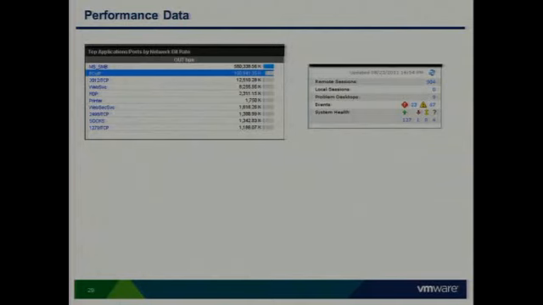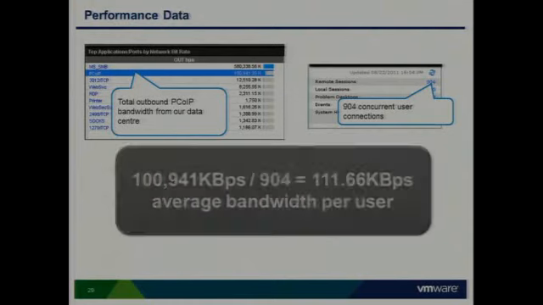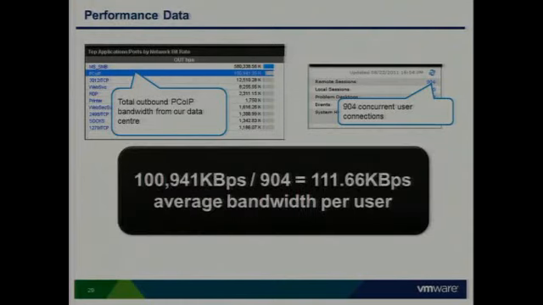Some protocol performance data, just to chuck in here, because it's a good stat. I did this one afternoon where I only had 900 people connected. We use Zangati, which I don't know if many of you have seen. It's a performance management tool that allows you to view, analyze traffic, report, things like that. So I pulled up a Zangati report of just my PC over IP traffic for the whole data center. We had total outbound PC over IP traffic of about 100 meg, and 900 concurrent connections, and about 111 kilobits per user.